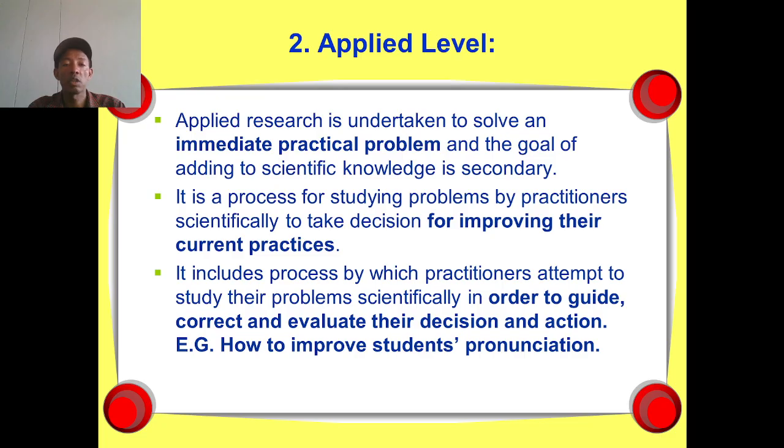So applied level research includes processes by which practitioners attempt to study their problems in order to guide, correct, evaluate their decisions and actions. For instance, an example is evaluating students' performance in Asosa University or evaluating the performance of second-year psychology students in a specific course. Another example is how to improve students' pronunciation.